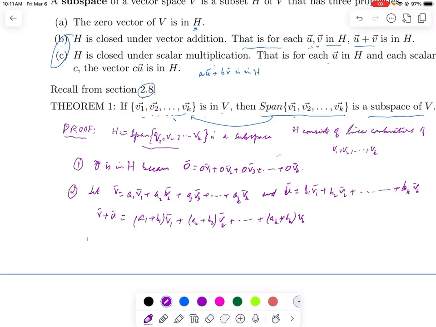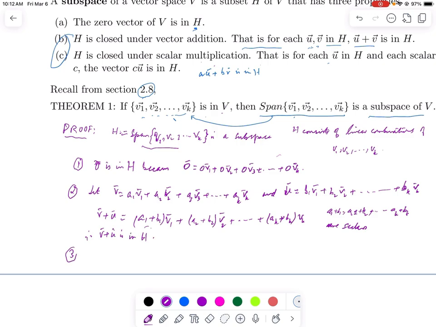Now a1, a2, a3 up to ak, and b1, b2, b3 up to bk, they are all our scalars. So the sum of two numbers is a number. So a1 plus b1, a2 plus b2, dot dot dot, ak plus bk are scalars. Therefore, v plus u is in H.